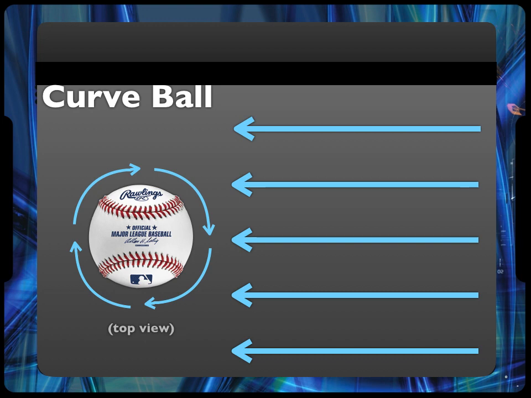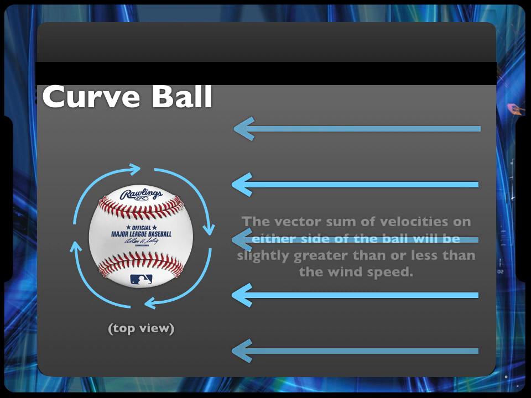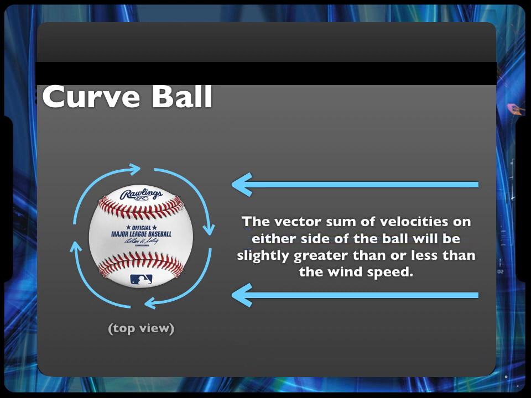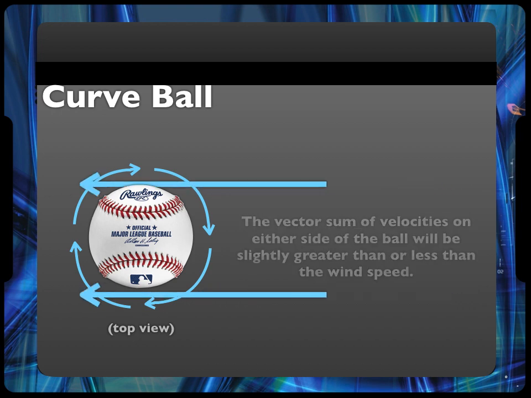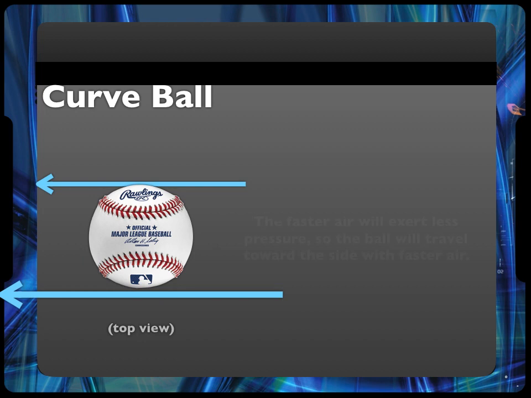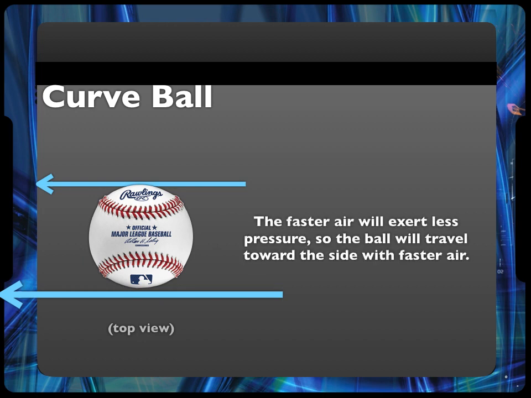I wasn't able to draw the vectors with relative length, meaning relative velocity, so I went with relative thickness, meaning relative velocity. The velocity of the air as it spins with the baseball is lower than the velocity of the air into which the baseball is being thrown. The vector sum of those velocities on either side of the ball will be slightly greater or slightly less than the wind speed, so let's add those vectors up. The faster air exerts less pressure on the ball, so the ball will travel to the side with faster air.